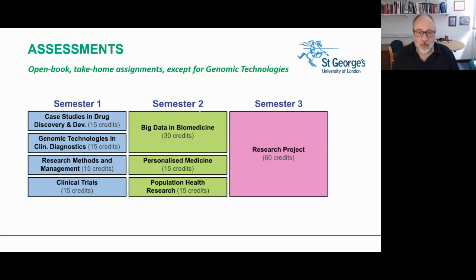As I mentioned earlier, just to mention assessments again, except for genomic technologies, pretty much all the other assignments are open book take-home assignments.